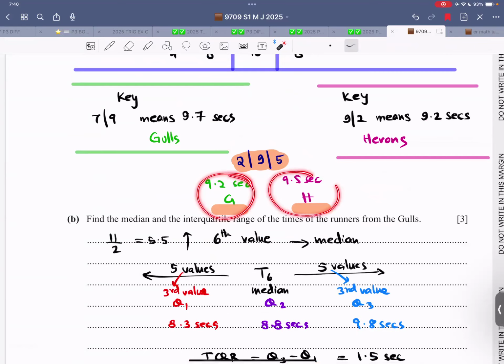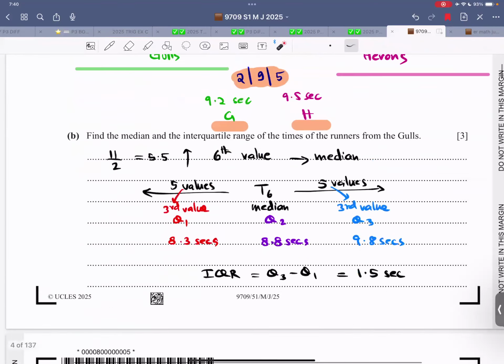And you should write out what it means. Some people just write the key, but they forget to write what it means. So you should write it.